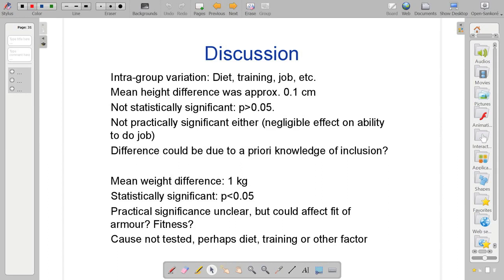But you can introduce these ideas because they can inform the next set of research that you might do. So you should always end up in a discussion with more questions than you had at the beginning. But we didn't test the causality. We didn't control for things like diet, training, or other factors.